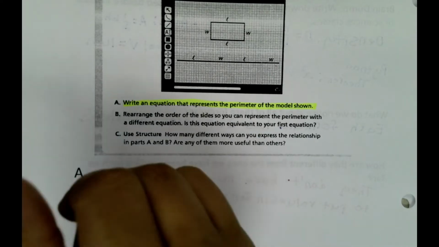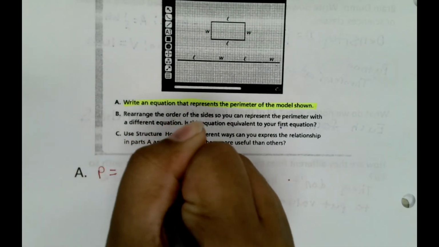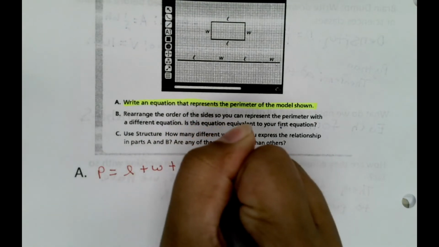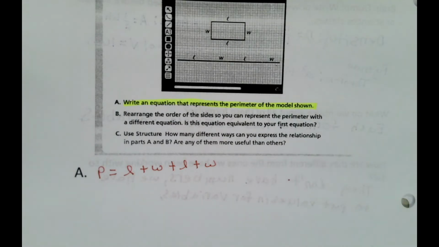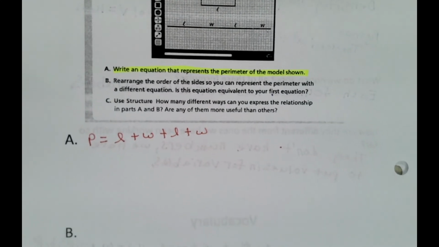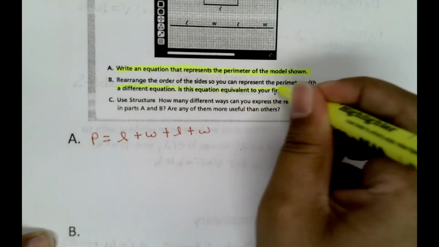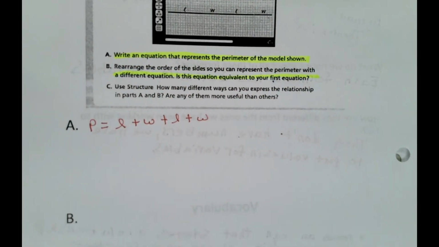B says we want to rearrange the order of the sides so that we can represent the perimeter with a different equation. And we asked if it's equivalent to the first. So in my class, we talked about writing it like this. If I wrote the perimeter instead with length plus width, is that the same as the first? Well, it is. They talked about why. Why is because there's still two L's and there's still two W's.